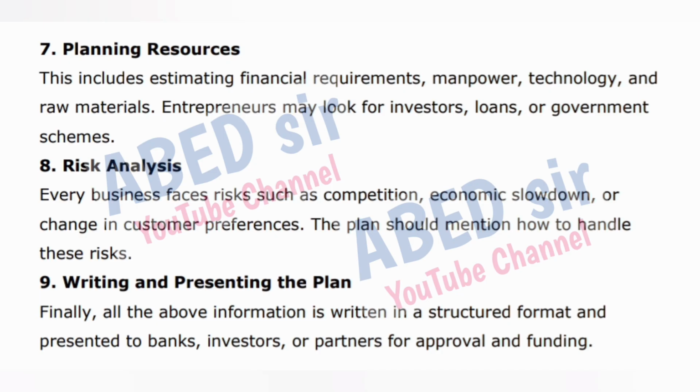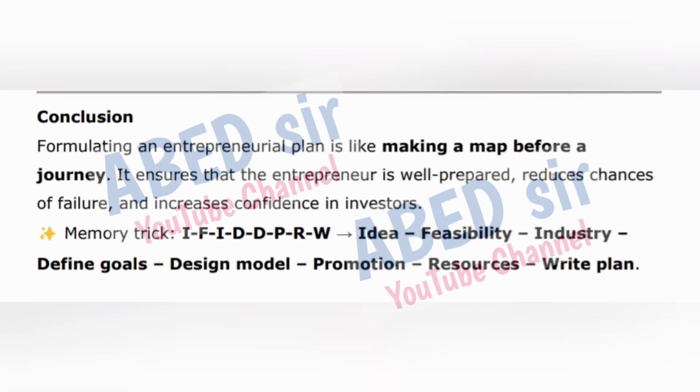and funding. Conclusion. Formulating an entrepreneurial plan is like making a map before a journey. It ensures that the entrepreneur is well prepared, reduces chances of failure, and increases confidence in investors. Memory trick: IFIDDPRW: idea, feasibility, industry, define goals, design model, promotion, resources, write plan.